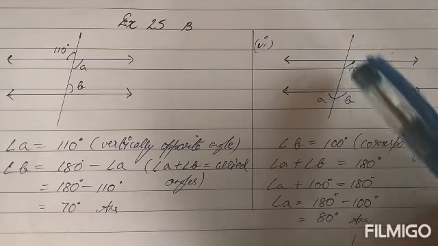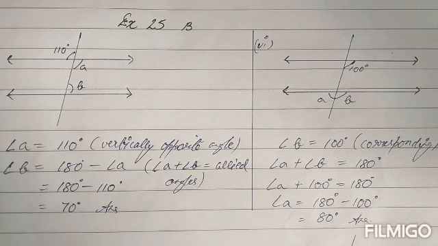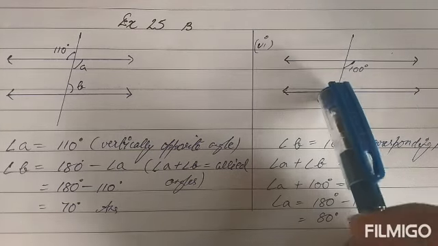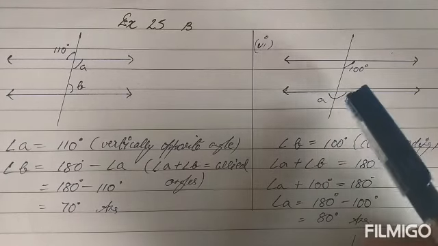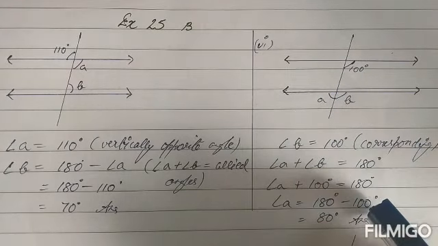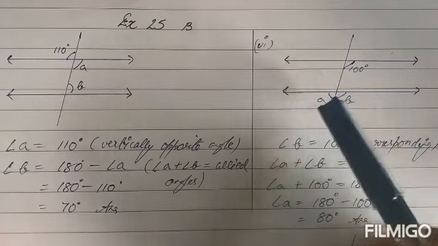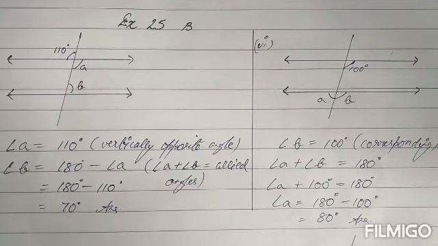Why? Because it is the corresponding angle. And angle A and B together, because these are the 2 angles, these are the adjacent angles on a straight line. So the sum of A and B should be 180. So 180 minus 100 will give us the angle A, which is going to be 80.